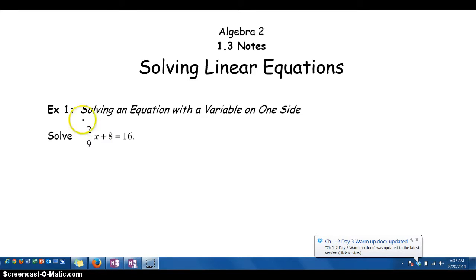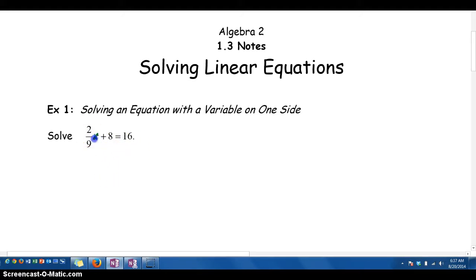Alright, in example 1 it says solving an equation with one variable on one side. So as you can see, x is the variable and it's only on the left side of the equation, not on the right. So in a problem like this, the goal is to get x by itself. So I'm going to make that green so we know.